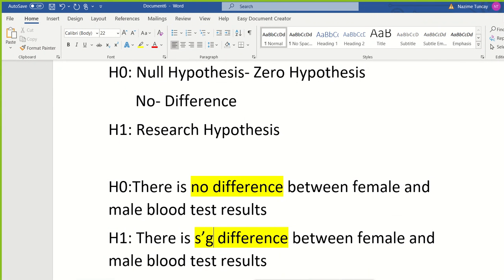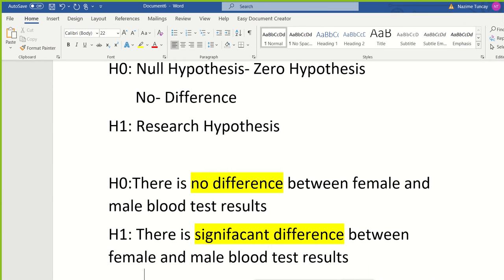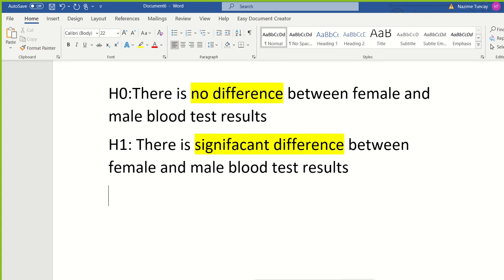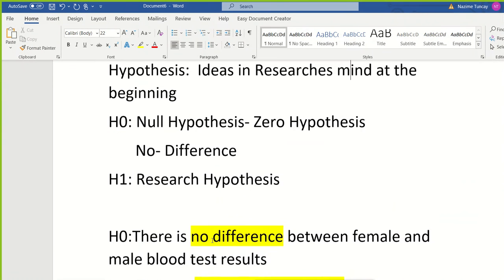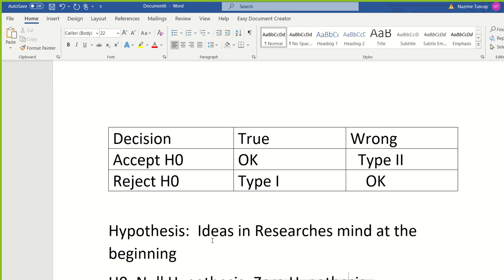So why the word significant? Because we have applied some tests and found, as a result of this test, that there is a significant difference. The first thing in a research study is writing the hypothesis, and after that we run some tests and reach some decisions. The researchers reach decisions, and in research papers we read these decisions.